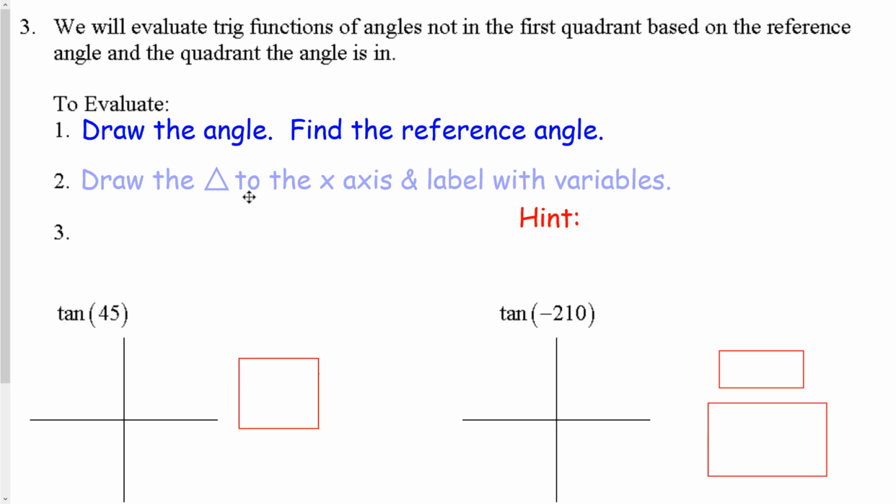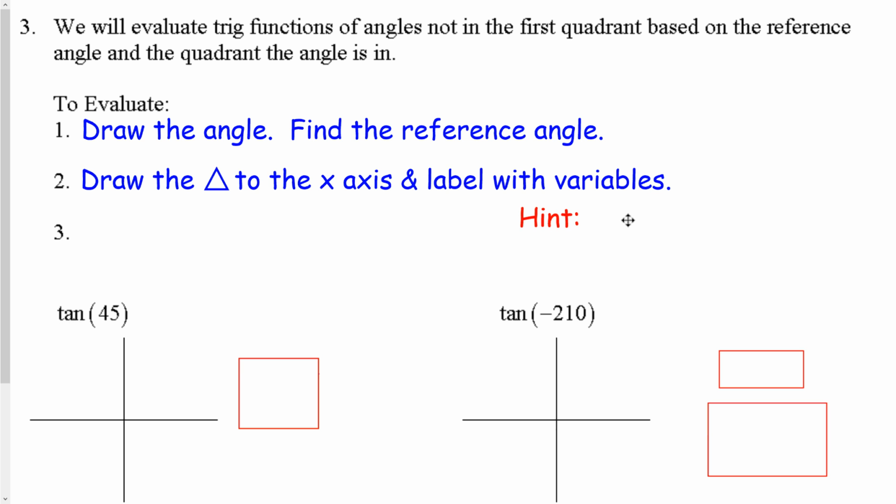Your second step is to draw a triangle to the x-axis, and this always ends up being a right triangle. And we're going to label those with variables based on the reference angle. And then from finding the reference angle, we would be able to tell which special right triangle we would be using. And those would be the variables that we're labeling with.